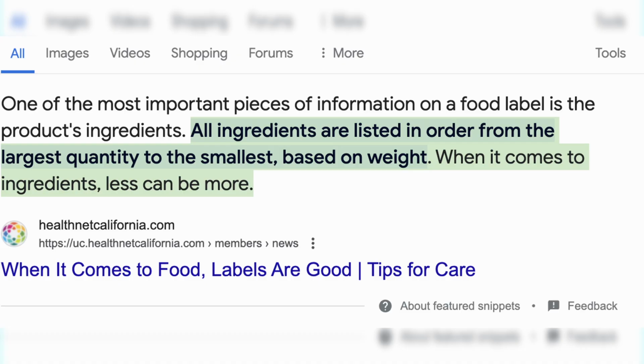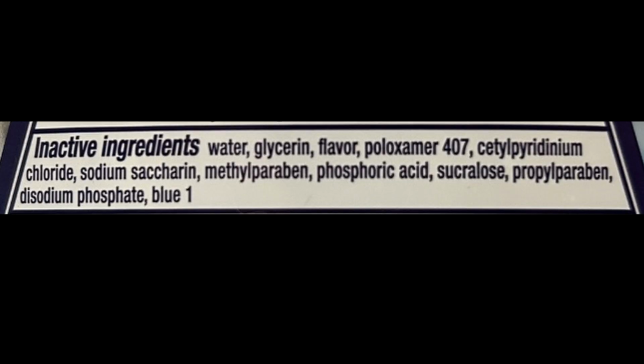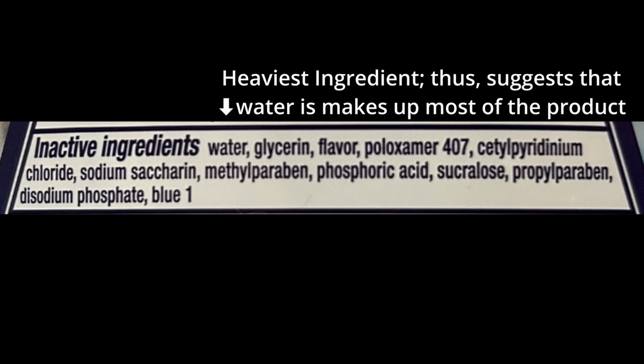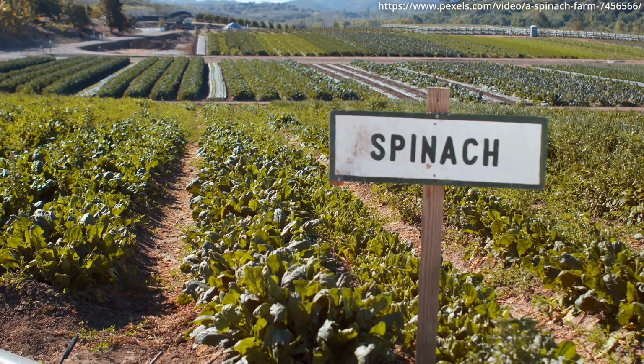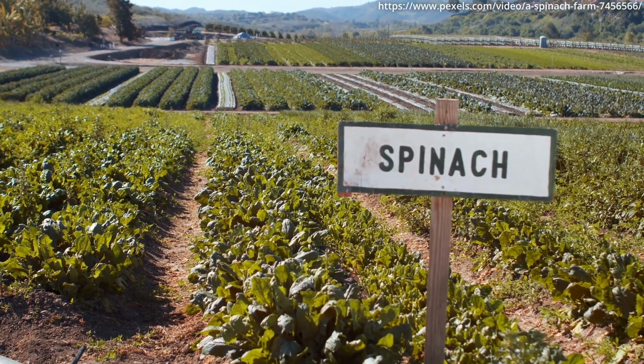So I just found out how ingredient labels work. All the ingredients are listed in order from the largest quantity to the smallest based on weight. Fewer ingredients could suggest heavier ingredients. I want to focus on the spinach. The other plant ingredients I'll cover later.